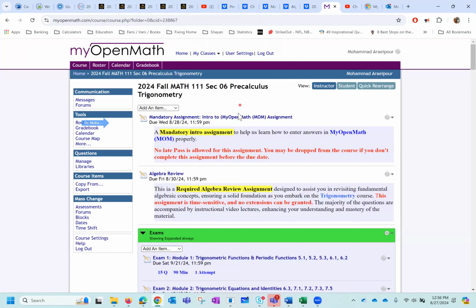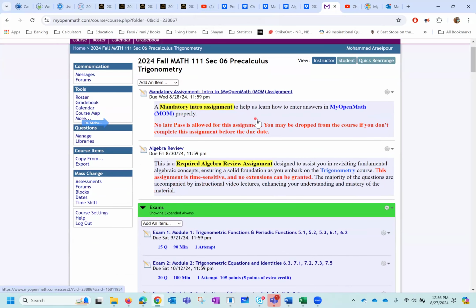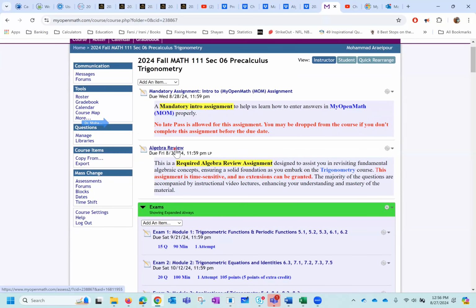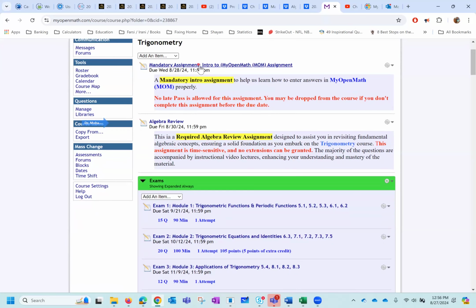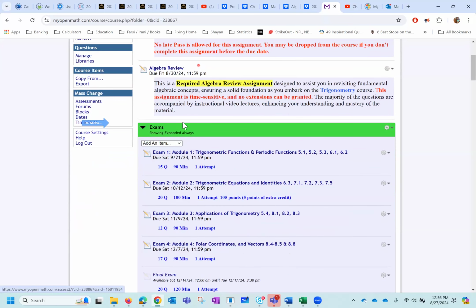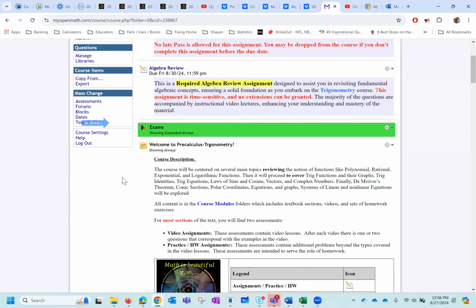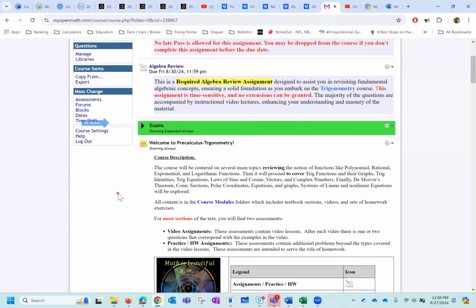First and foremost, at the very top, you find the introductory assignment to my OpenMath. This is just to get you familiar with my OpenMath. Then the algebra review, both of which are due. One of them is due tomorrow, and one of them is due in a couple of days. This one will be done today. Then the exams, I put them at top, so you don't have to worry about it at this point, but I want to make sure that everybody knows where to find them.